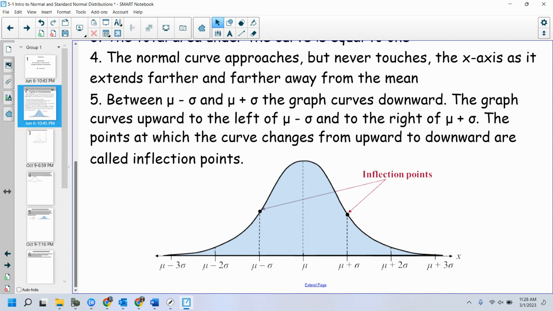Mu, right. The first derivative of the normal curve would equal 0 at mu. Why? Because that's where it's going to flatline, right? That's where the slope of the tangent line is going to be 0. Derivative is equivalent to the slope of a tangent line.